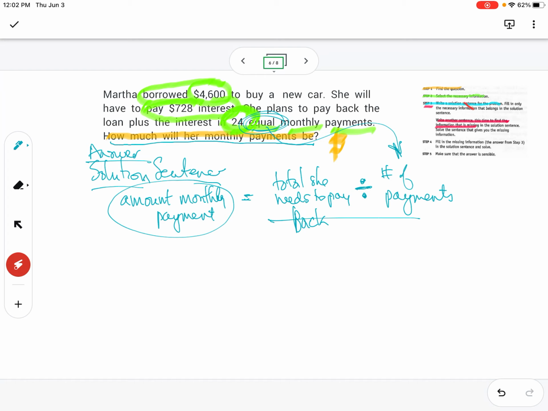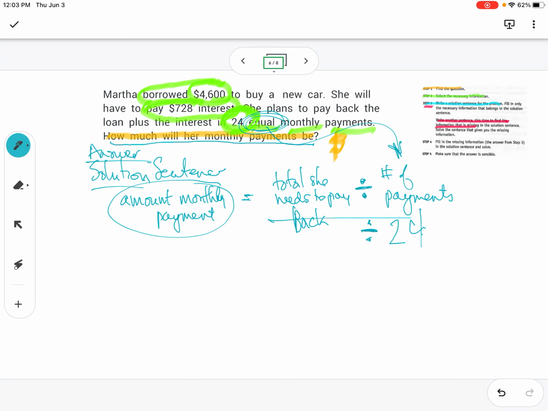If I look back up here in the fine print, it says, write a solution sentence for the problem. Fill in only the necessary information that belongs in the solution sentence. So this is what I'm looking for. So I know I don't have that. That's the solution. That's why I'm doing this problem, to find out the amount of monthly payments. But to do that, I need to have the total that she needs to pay back and the number of payments. Well, do I have the number of payments? Yes, I do. It's 24. Okay, so I'm going to copy that in. That number is 24. So whatever I'm going to do, I'm going to end up dividing by 24.